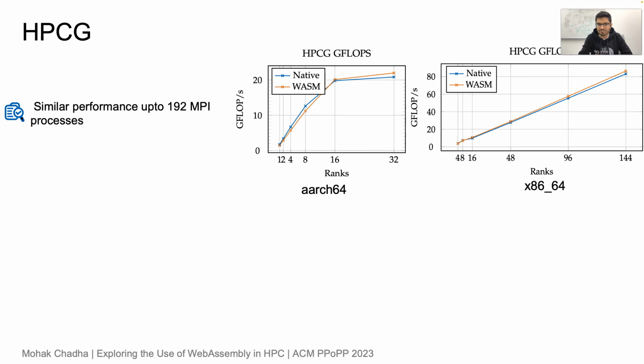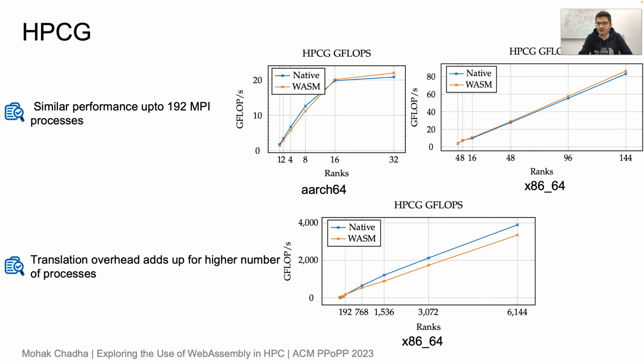On increasing the number of processes, we observe a performance drop with MPI Wasm. This is because of the repeated data type translation overhead due to frequent communication in HPCG. We also characterized that in the paper. So 14% was actually the maximum overhead we observed for any application.